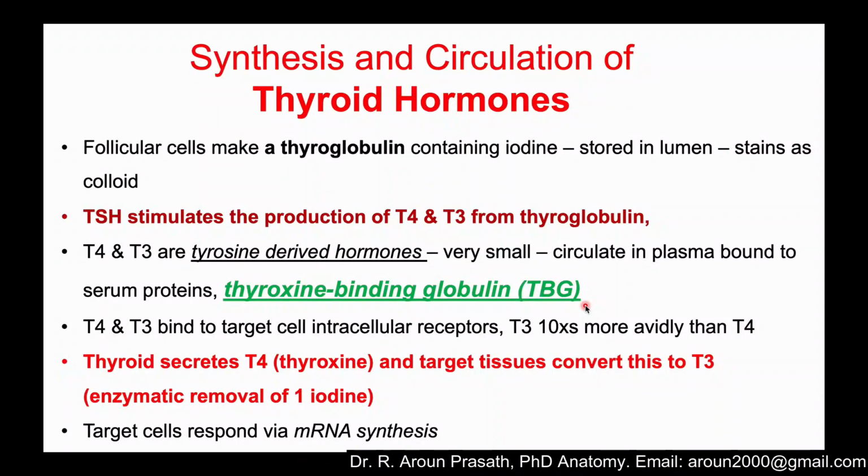Now, synthesis and circulation of thyroid hormones. The follicle cells secrete thyroglobulin containing iodine, stored in the lumen. Then TSH stimulates the T3 and T4 secretion in the thyroid gland. Looking at the target cells, in fact all the cells need thyroxine, because thyroxine acts as a catalyst in energy production and metabolic activity.